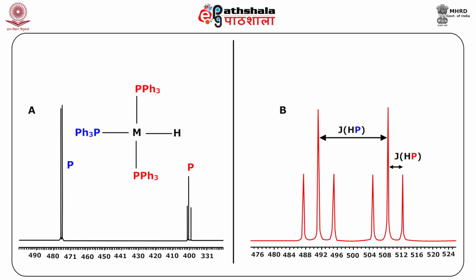The first doublet splitting would be larger than the second triplet splitting, that is, coupling between trans-oriented nuclei is usually larger than the cis ones. Thus, the signal for the proton will be observed as a doublet of triplets. The phenyl protons in the molecule are far away from the hydride atom. Hence, coupling will not be observed with the aromatic protons.